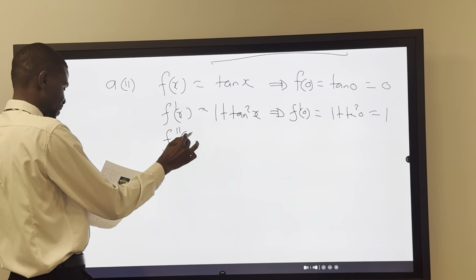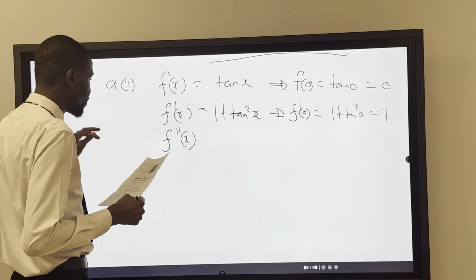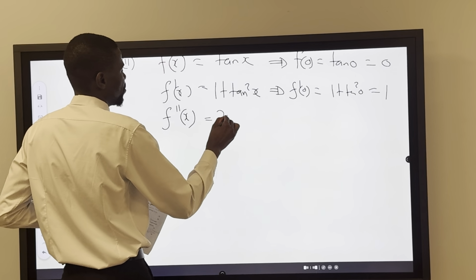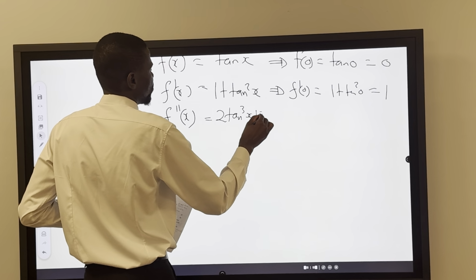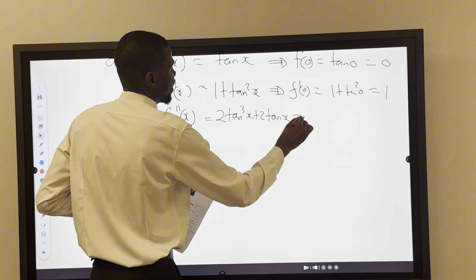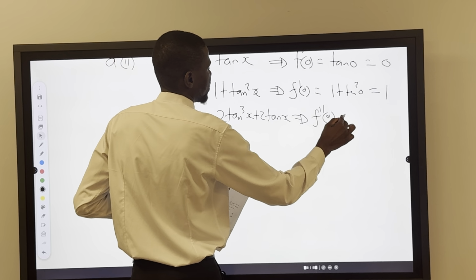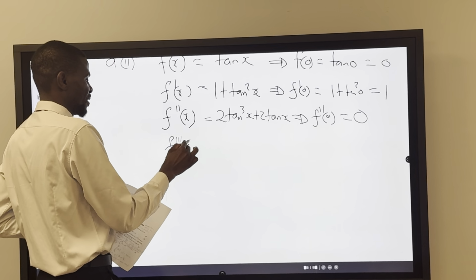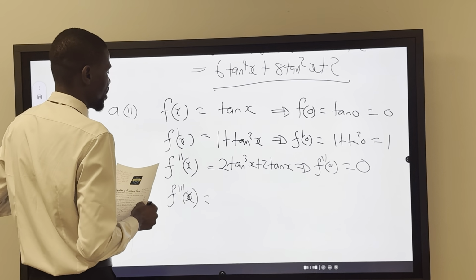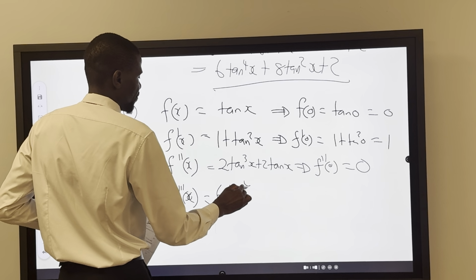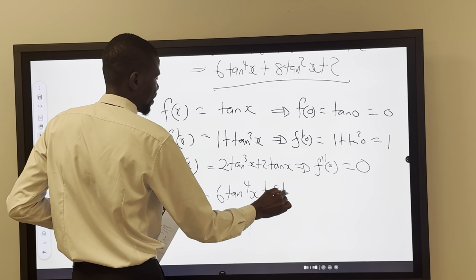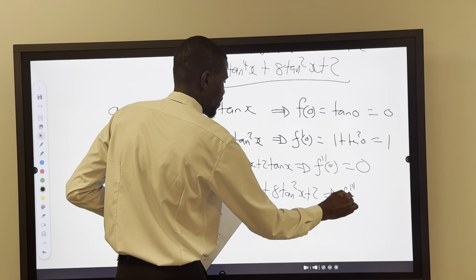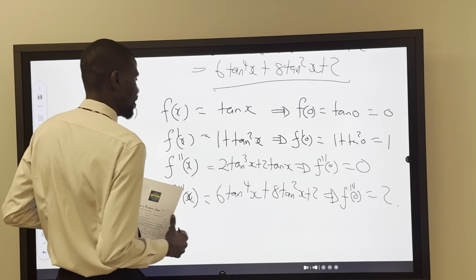f double prime at x, the second derivative, we got 2 tan cubed x plus 2 tan x. So it implies that f double prime at 0 is just 0, because it's 0 plus 0. Then f triple prime at x is equal to 6 tan to the 4 of x plus 8 tan squared x plus 2. So it implies that f triple prime at 0 is just 2, because these are zeros.